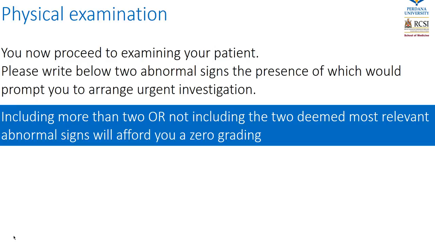You now proceed to physical examination of this patient, so please write down now 2 abnormal signs, the presence of which would prompt you to arrange urgent investigation. Again, as in the first question, including more than 2 or not including those deemed to be the most relevant will afford you a 0 grading.